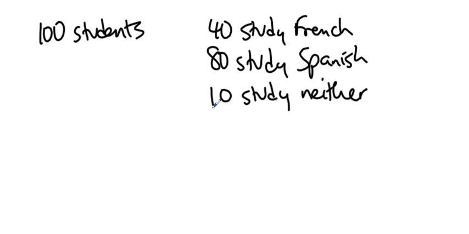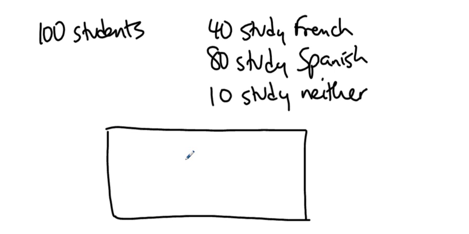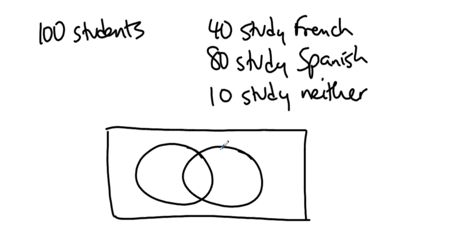And you're thinking to yourself, wait a second. That's 40 and 80 and 10. That's 130 people. How can we have 130 people if we have 100 people? Well, here's the thing. Some people might study French and Spanish. Some people might be in here. See, for sure 10 people are out there. And that leaves 90 people in here.